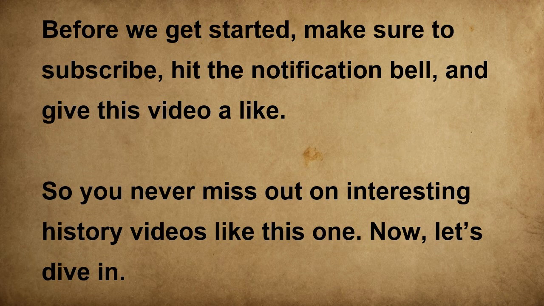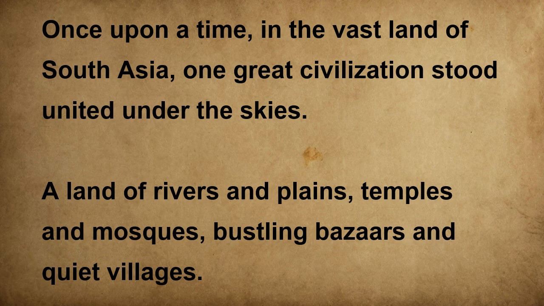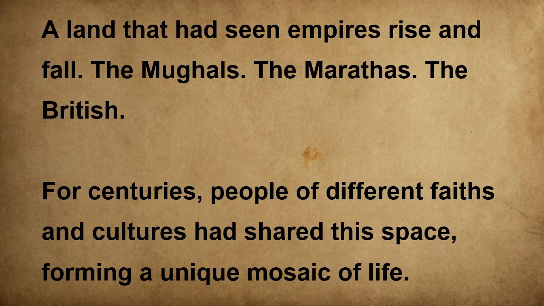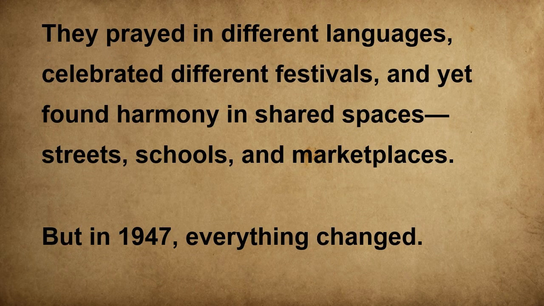Now, let's dive in. Once upon a time, in the vast land of South Asia, one great civilization stood united under the skies. A land of rivers and plains, temples and mosques, bustling bazaars and quiet villages. A land that had seen empires rise and fall. The Mughals, the Marathas, the British. For centuries, people of different faiths and cultures had shared this space, forming a unique mosaic of life. They prayed in different languages, celebrated different festivals, and yet found harmony in shared spaces, streets, schools, and marketplaces.